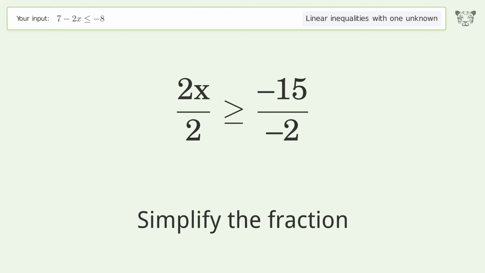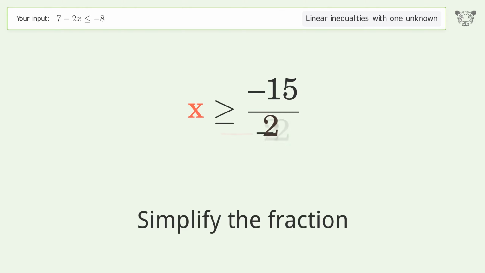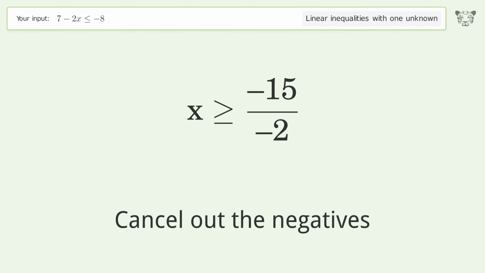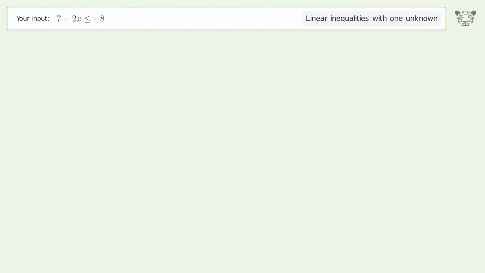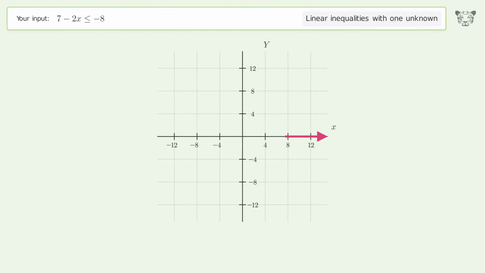Simplify the fraction. Cancel out the negatives. Plot the solution on a coordinate grid. And so the final result is x equal or greater than 15/2 equal or greater than 71/2.